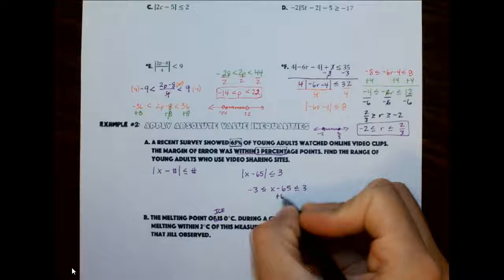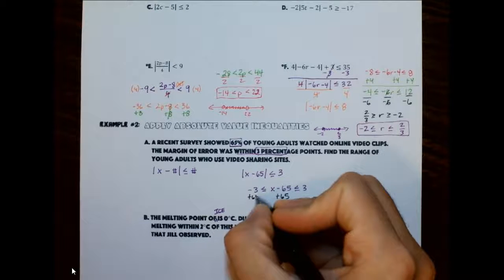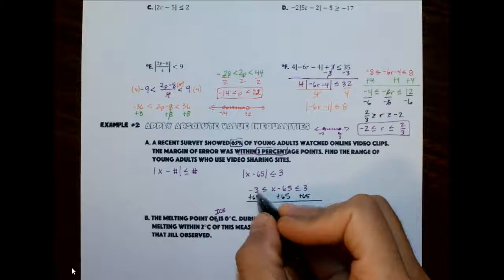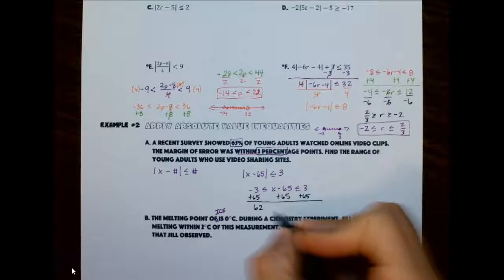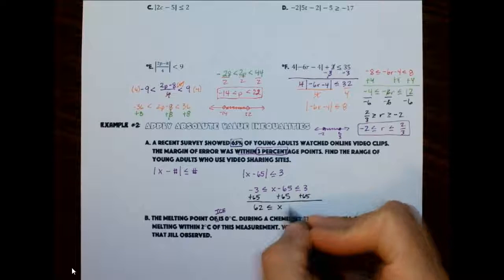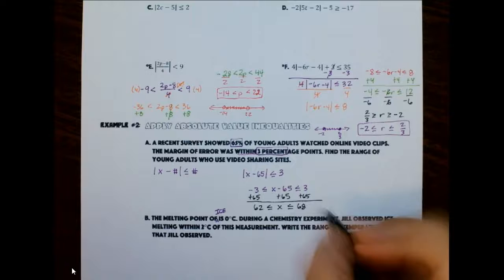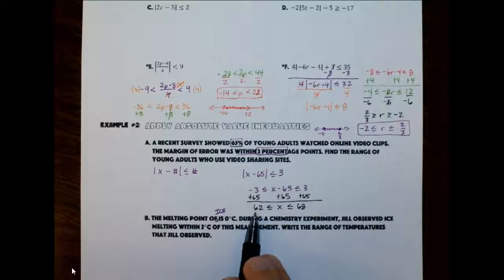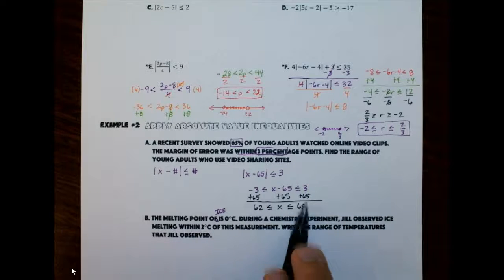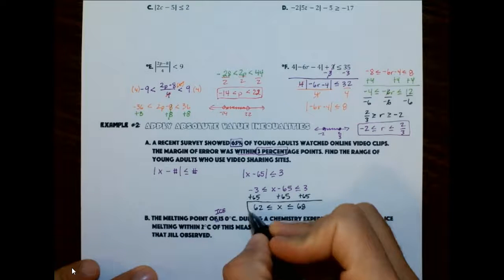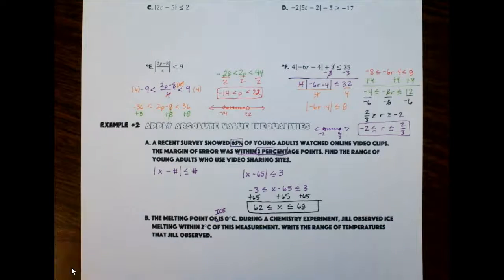So you want to add 65 to all 3 sides, and when you do that, negative 3 plus 65 is 62, less than or equal to x, which is less than or equal to 3 plus 65, which is 68. So notice I'm 3 below 65 and I'm 3 above 65 for a total of 68. And again, you didn't need to set up an inequality to do that. You could have just simply put that down for the range.